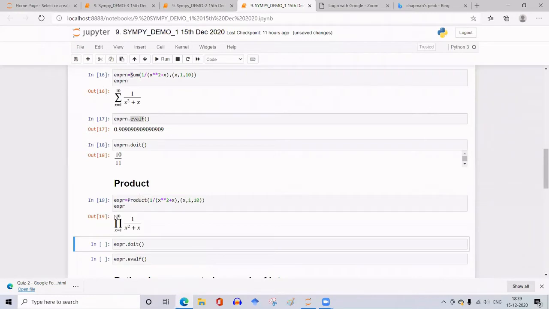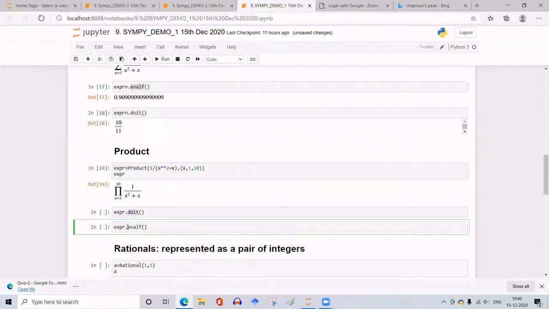If I run this cell, I get the product. So if you remember, this is the symbol which gives the product of the terms of this form. So it is 1 by x square plus x, when x is equal to 1, that multiplied by 1 over 2 square plus 2, multiplied by 1 over, like that it goes up to 10. Okay, this is the product of the terms of this form. So this we are familiar with. To evaluate this, I use doit to get the exact value in the rational form, or use evalf to get it in the floating point form.